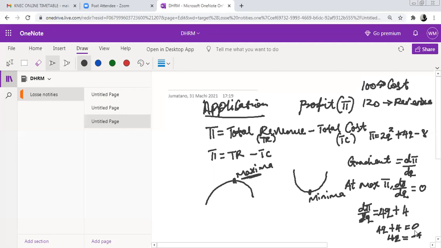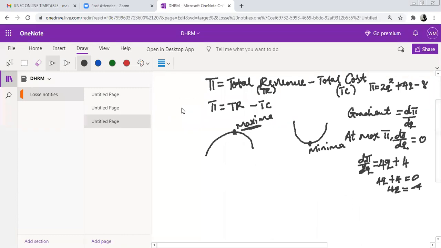Have you seen? Just move your screen a bit upward. So we have here -4. Remember this is d pi over dq equals this, and we know at that point it is equal to 0. So this equation, we equate it to 0. Then we take 4 to the other side to be -4. So 4q is equal to -4, so q in this case is going to be equal to -4 over 4, which is equal to -1.